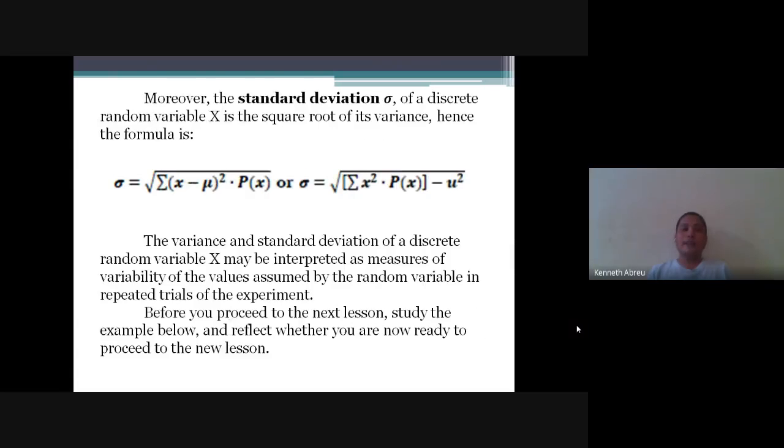Moreover, the standard deviation of a discrete random variable x is the square root of the variance. So, i-square root lang natin yung value ng variance natin para makuha natin si standard deviation. The variance and the standard deviation of discrete random variable x may be interpreted as measures of variability of the values assumed by the random variable in repeated trials of the experiment. So before you proceed to the next lesson, study the example below and reflect whether you are now ready to proceed to the new lesson.